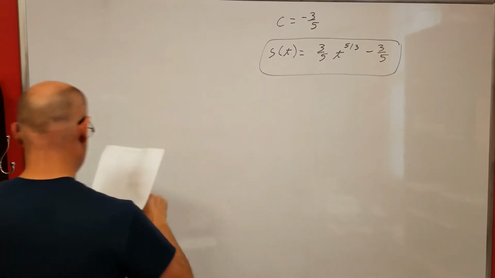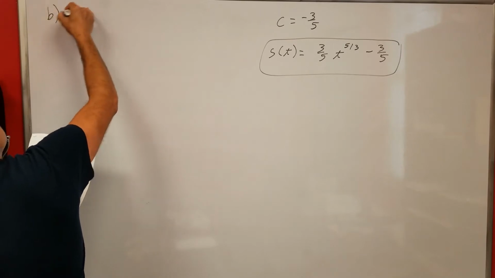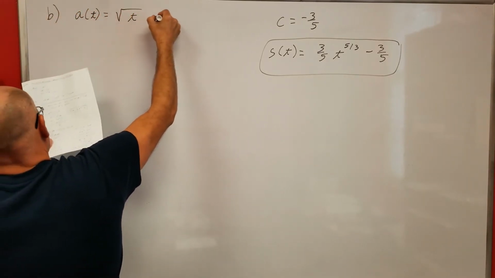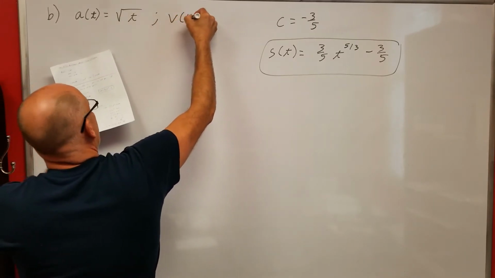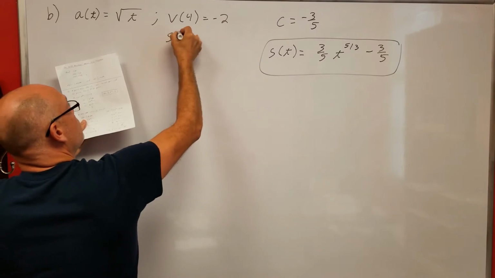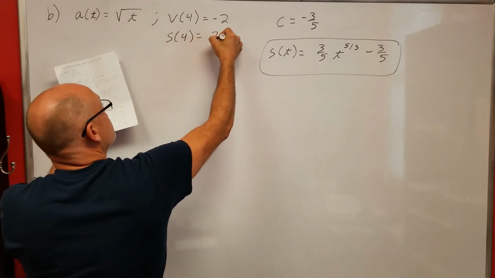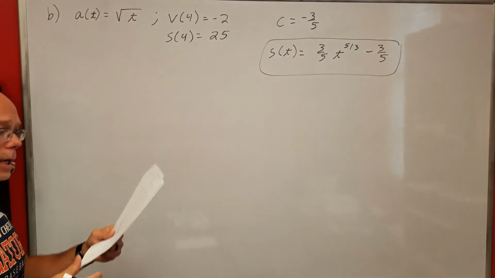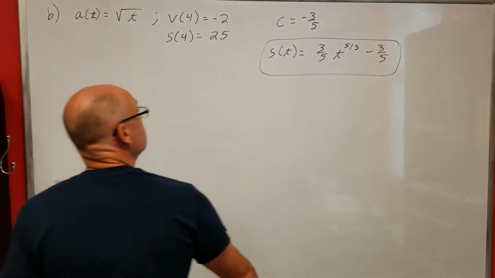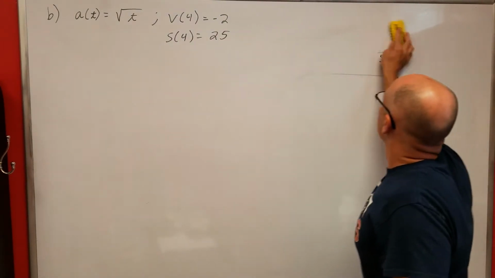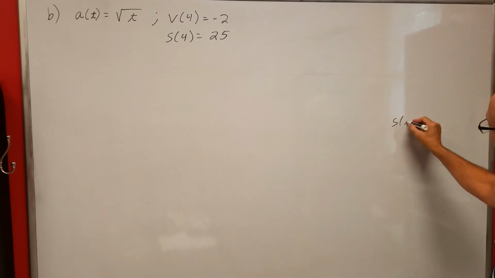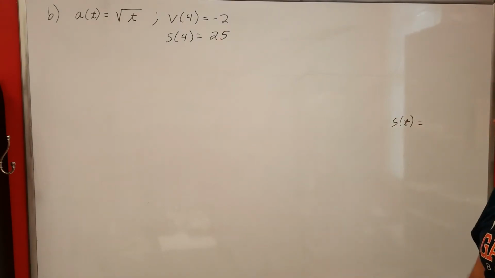All right, part B says this. They have a of t is equal to the square root of t, and then they say v of 4 is equal to -2, and they say that s of 4 is equal to 25, okay? They say particles in rectilinear motion, find the position function of particles, basically what they say. All right, so they want me to find a position function of a particle. So what I'm shooting for is some s of t here, right?